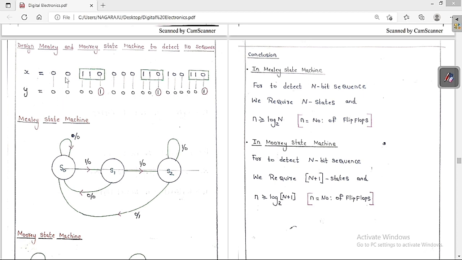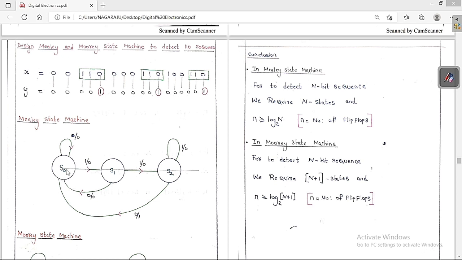Suppose if the input is equal to 1, it has to go from state 0 to state 1 with an output of 0. Again, if the state is 1 and the input is again 1, it has to go to the new state with an output of 0. Suppose if the input is 0, then we are going to get output as 1. We have to go back to the original state.